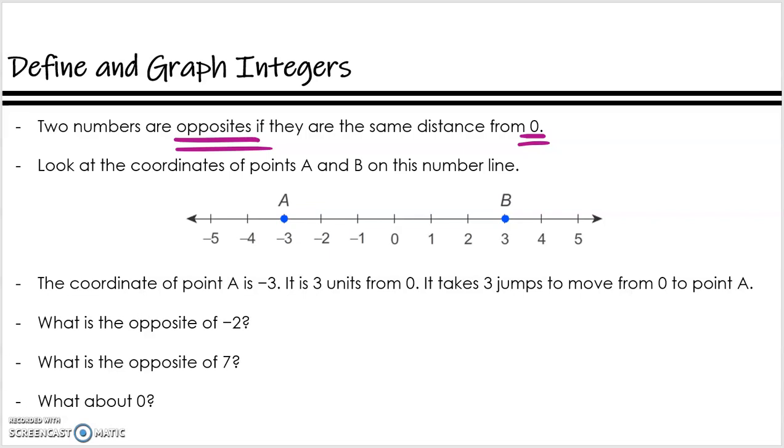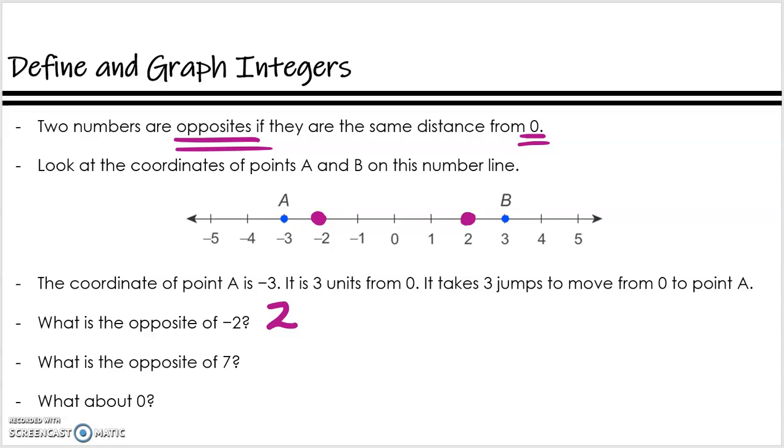So those are opposites. So take a second, pause this video, and help me decide what's the opposite of -2, what's the opposite of 7, and what is the opposite of 0. So the opposite of -2, here's a -2 right here. You can see that -2 is 2 spaces to the left of 0. Therefore, +2 is going to be the opposite because it's 2 spaces to the right. And again, you just write 2.